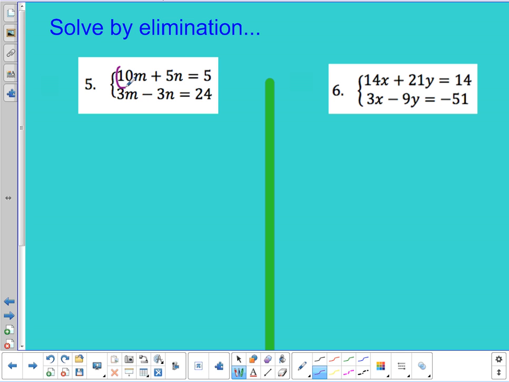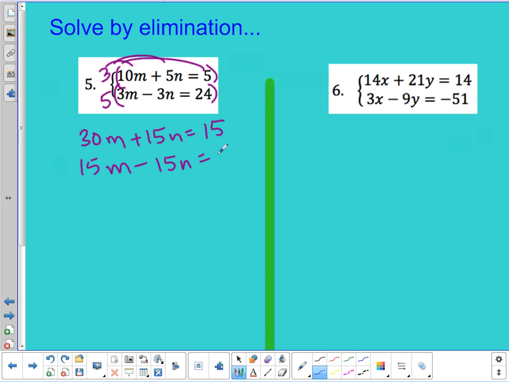The top equation I'm going to multiply by 3. And the bottom equation I'm going to multiply by 5 because what that does is give me a 15n and a negative 15n, and those will drop out. So 3 goes through the whole top equation. 30m plus 15n is equal to 15. And then the bottom one will be 15m minus 15n is equal to 5 times 24 is 120. Now I can add those up because now n's go away.